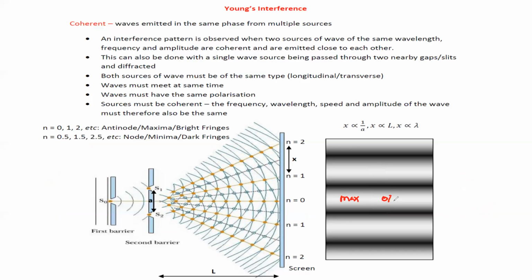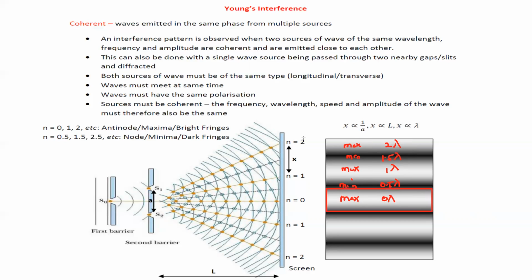What is the path difference? Zero. Then above the maxima there is a minima. What will the path difference be? Half wavelength. Then above that there will be another maxima, with path difference 1 wavelength. Above that there will be a minima, with path difference 1.5 wavelength. Above that there will be a maxima, with path difference 2. And the same pattern is there below as well.